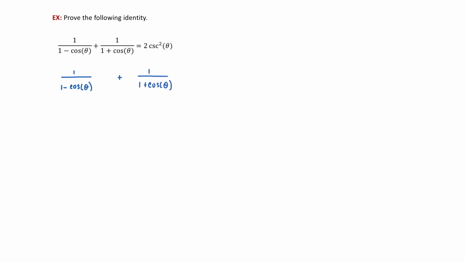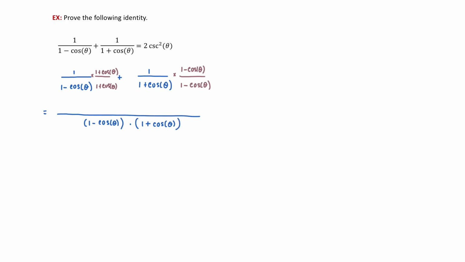Then we're going to go ahead and get a common denominator. So here I will multiply top and bottom by 1 plus cosine theta. And the same thing over here, 1 plus cosine theta. Here I will multiply by 1 minus cosine theta and 1 minus cosine theta. Now in the next step, I'm going to put everything over my common denominator, which is 1 minus cosine theta times 1 plus cosine theta.